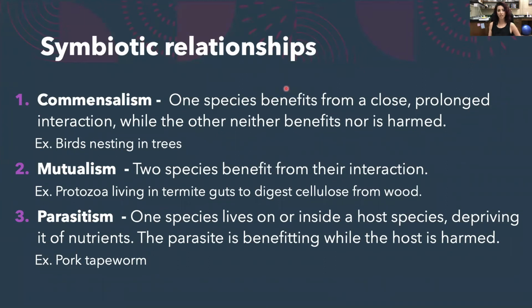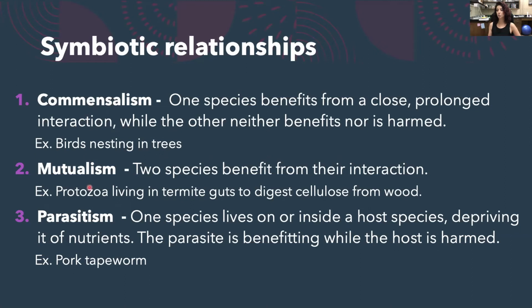Let's talk about relationships that aren't necessarily related to the principle of exclusion. Instead, they are symbiotic. These you probably have heard before, but we'll just run through them again. First of all, we have commensalism. This is a situation in which one species benefits from a close, prolonged interaction, and the other species is neither benefited nor harmed. And this is most commonly seen in the relationship between birds and trees, where the birds are using the trees as nesting sites, but the trees aren't necessarily harmed or benefited from the presence of the bird.